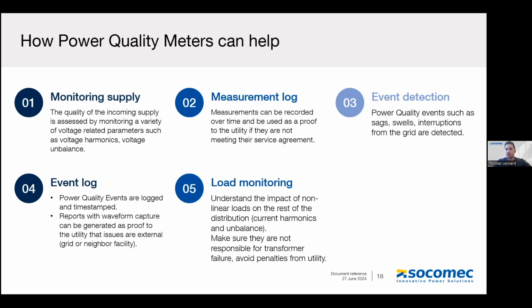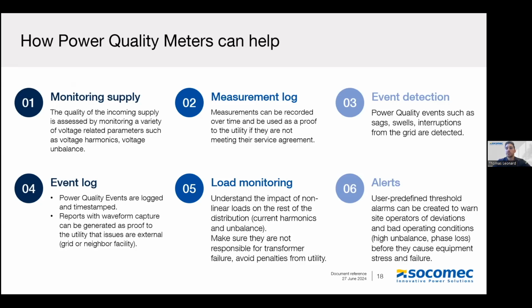And of course, when you have a power quality meter, the goal is to be alerted when there are bad operating conditions. So the goal is to warn site operators and facilities managers that there are deviations in the measurements causing bad operating conditions, so a higher imbalance, for example, or phase loss, to alert and to take corrective actions before they create too much stress and potentially cause damage, if that's not already too late.